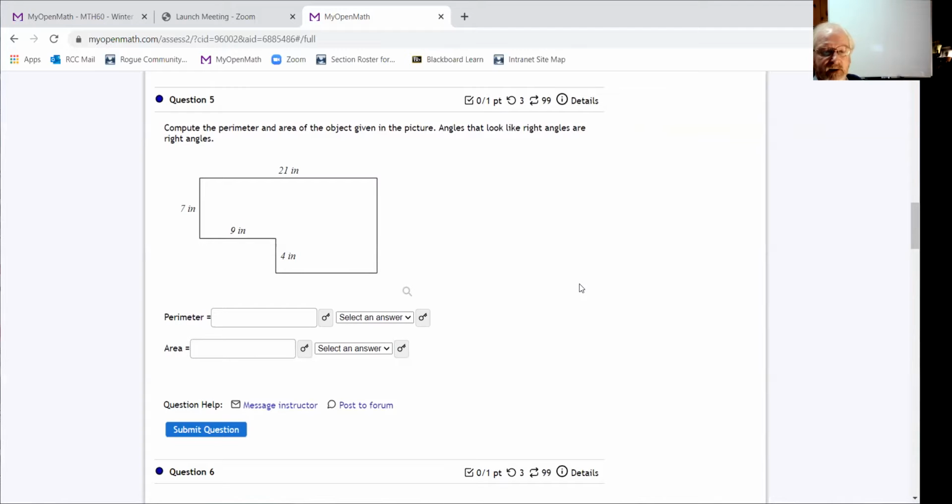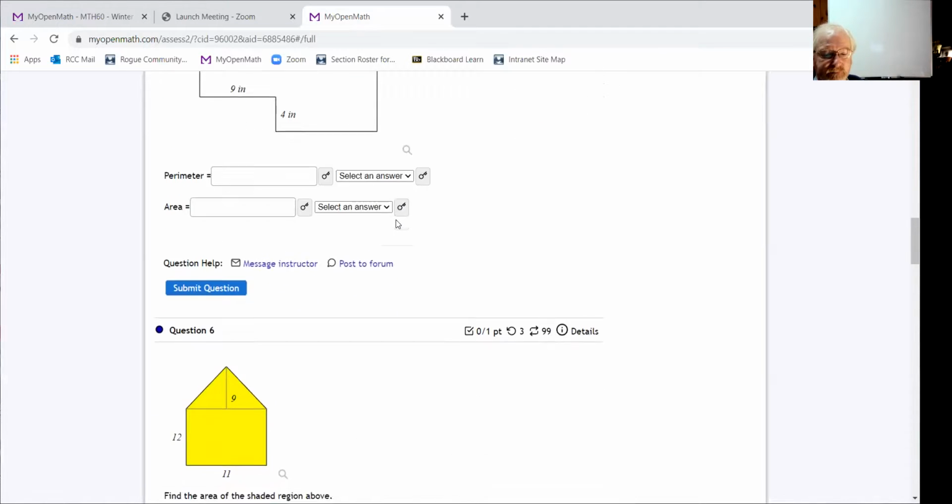Find the perimeter and area. Figure out what's missing. Looks like the bottom is missing here and the side over here is missing. Oh yeah, I could add 4 and 7 together and I'd figure out what this side was over here. Find the perimeter and area.